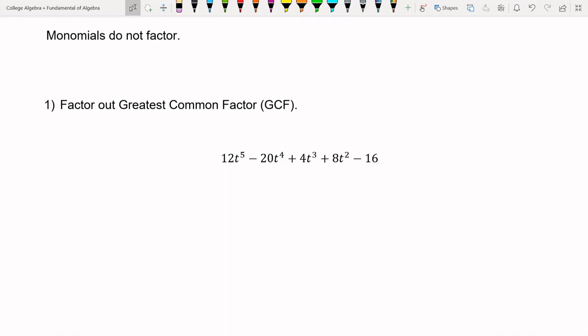Factoring polynomials undoes polynomial multiplication. There are many reasons we want to factor. They're kind of the building blocks of polynomials, the factors that we find, just like prime factorization finds the prime numbers that build up certain numbers.